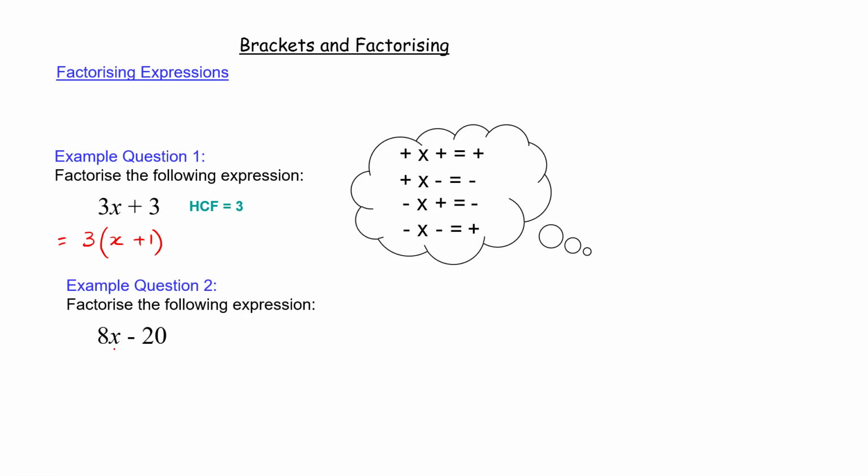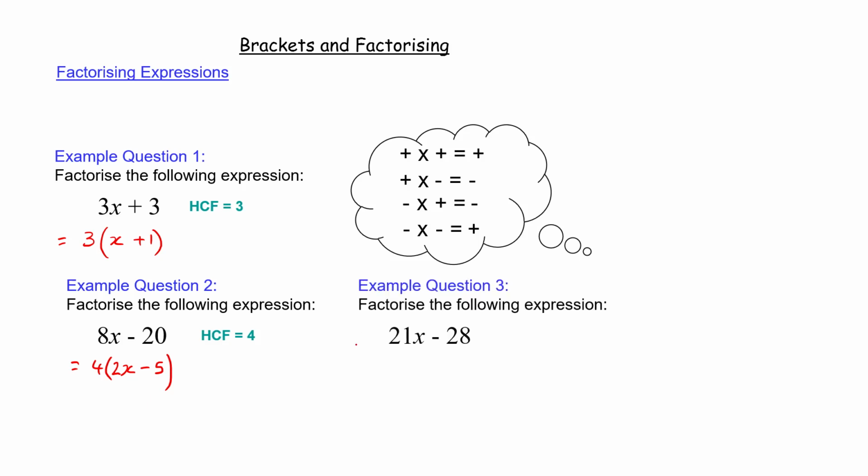In this term, I've got 8x minus 20, so I'm looking for what's common to both, or what goes into 8 and into 20. Now 2 goes, but 2 is not the largest number that goes into both of them. 4 is. 4 is the highest common factor. So I can take 4 out, I can say it's equal to 4, brackets. 4 goes into 8 2 times, so I've got 2x here, and 4 goes into minus 20, minus 5 times there.